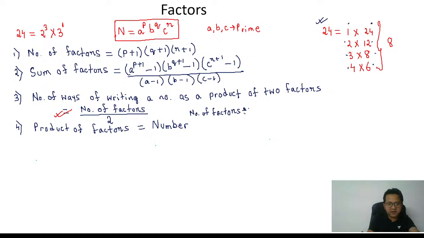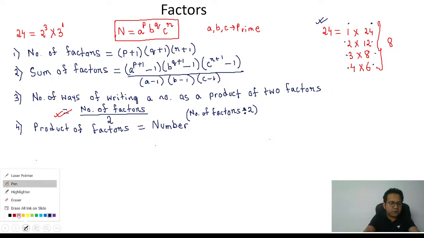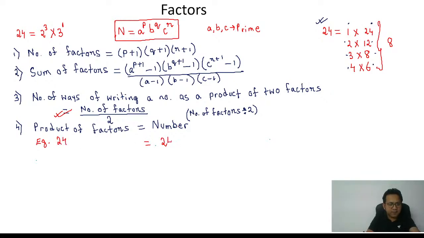So remember this. This is divided by, right? So please be very careful. As an example for 24, what will be the product of factors? Product of factors is given by the number raised to the power of the number of factors divided by 2. How many factors does 24 have? 24 has 8 factors. 8 divided by 2, the answer will be 24 to the power 4. That will be the answer for product of factors.